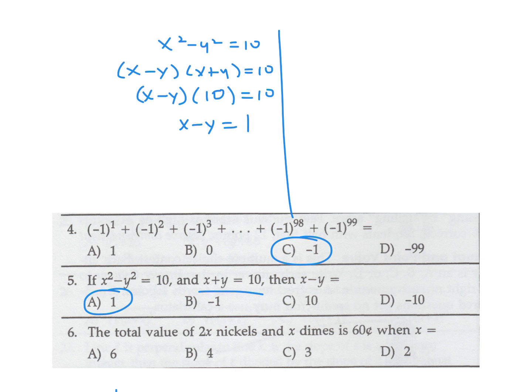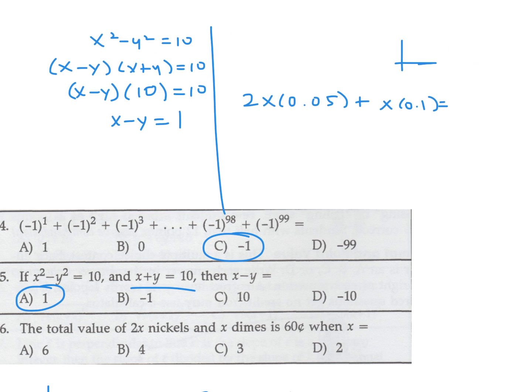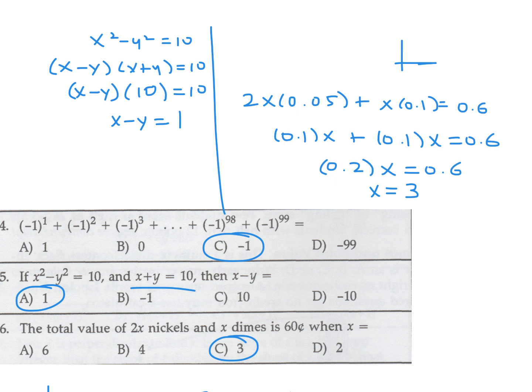And we have the total value of 2x nickels and x dimes is 60 cents when x is. Okay. So we have 2x nickels, so that's 5 cents. And then x dimes, which is 10 cents. And that is equal to 60, right? So that's 0.6. So this looks like 0.1x, and then that's also 0.1x, and that's 0.6. So that's 0.2x is 0.6, and when you divide through, you get x equal to 3. Therefore, number 6 is C.